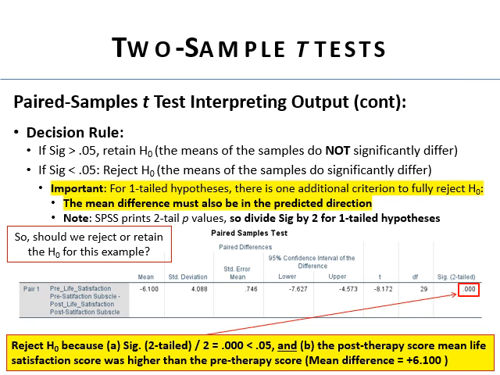Why? Two things. Because we had a one-tailed hypothesis, sig divided by 2 is less than 0.05. And then secondly, the post-therapy mean life satisfaction score was higher than the pre-therapy score, right? It actually went up 6.1 points after therapy. We saw that earlier. So both criteria are true. Therapy did appear to improve life satisfaction.